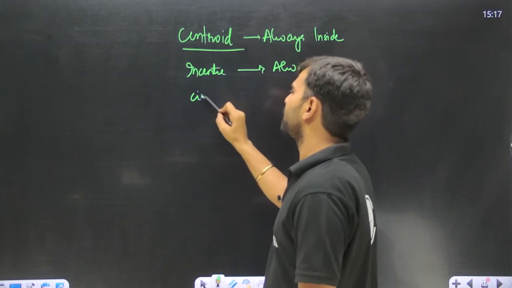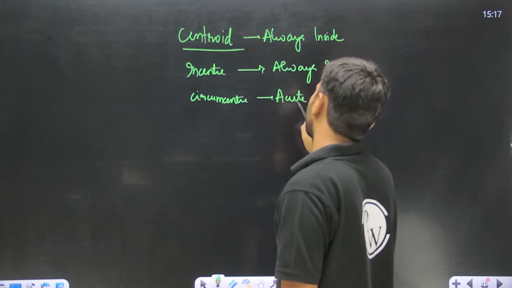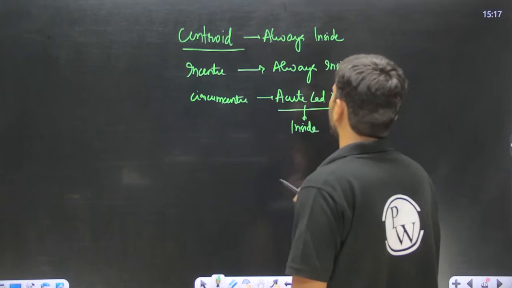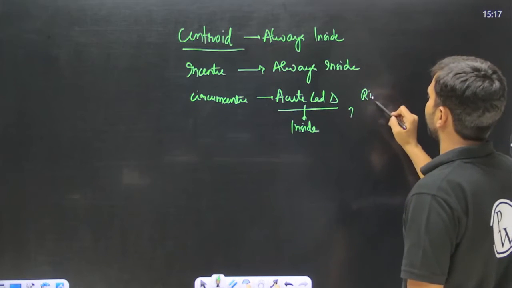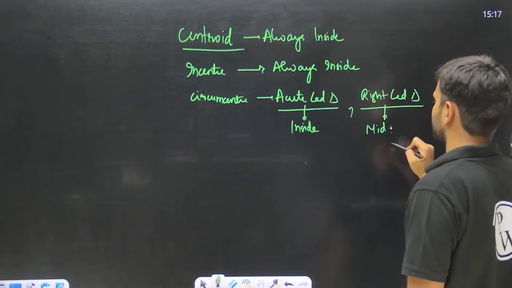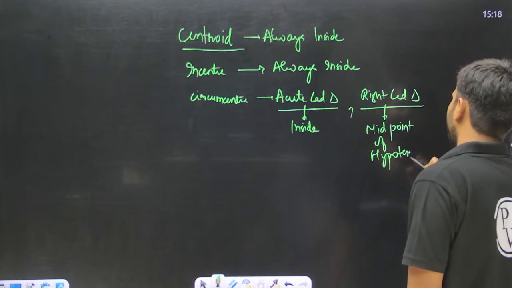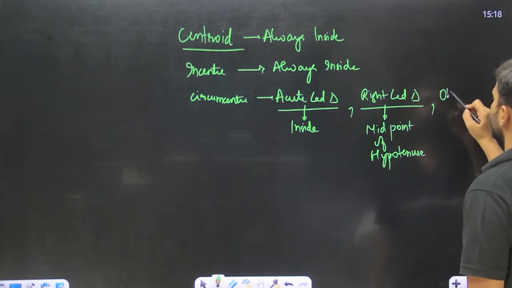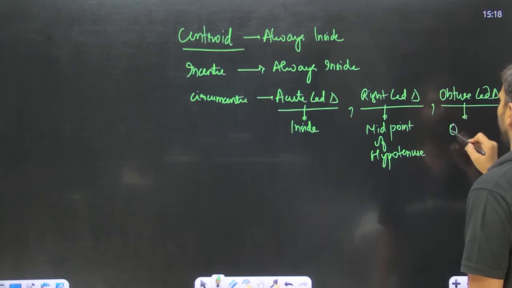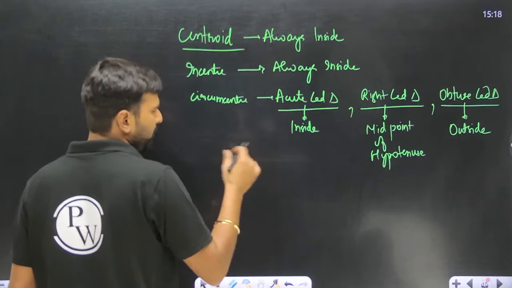Whereas if you talk about circumcenter, then in the case of an acute angled triangle, the circumcenter is going to be inside. If it is a right angled triangle, then the circumcenter is going to be the midpoint of the hypotenuse. And if the triangle is an obtuse angled triangle, then the circumcenter is going to lie outside. This is very, very, very important. These are very easy things as well, but let me summarize these things.